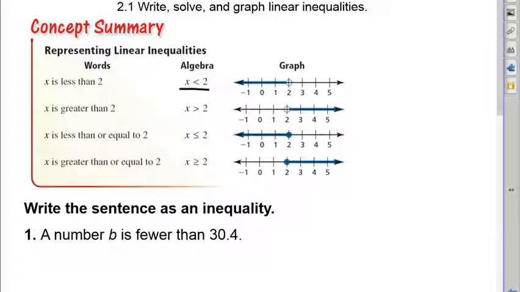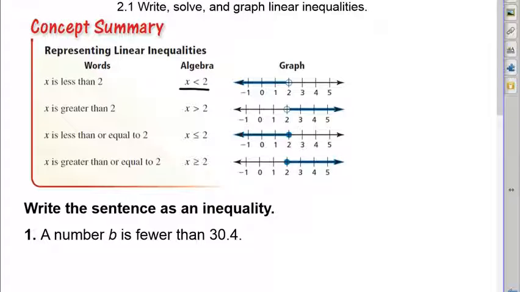The next one, x is greater than 2. Similarly, it cannot be equal to, so we use a hollow dot at the number 2 and shade all of the numbers that are more than 2. So starting at 2.000001 and off to the right.